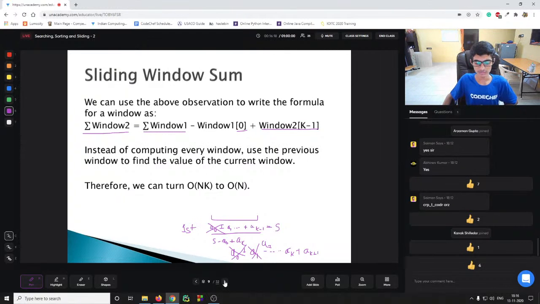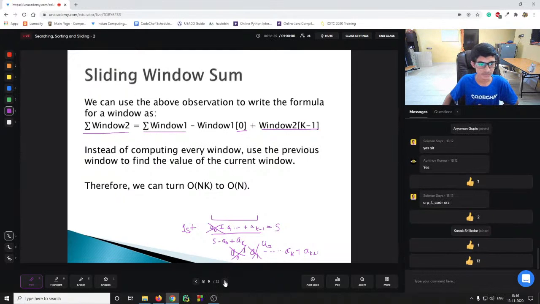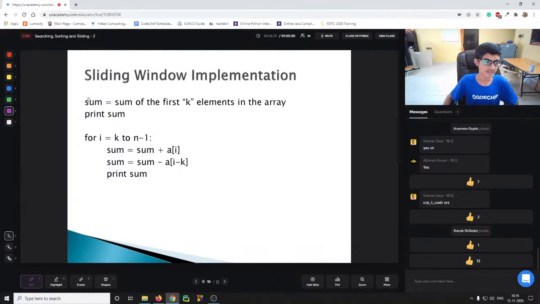So now I'm going to be asking a problem. Hopefully you guys will use sliding window to solve the problem. The problem is actually you can solve it with brute force by using a calculator or something like that. But I recommend you guys to use sliding window. So this is the implementation, how we would implement it.